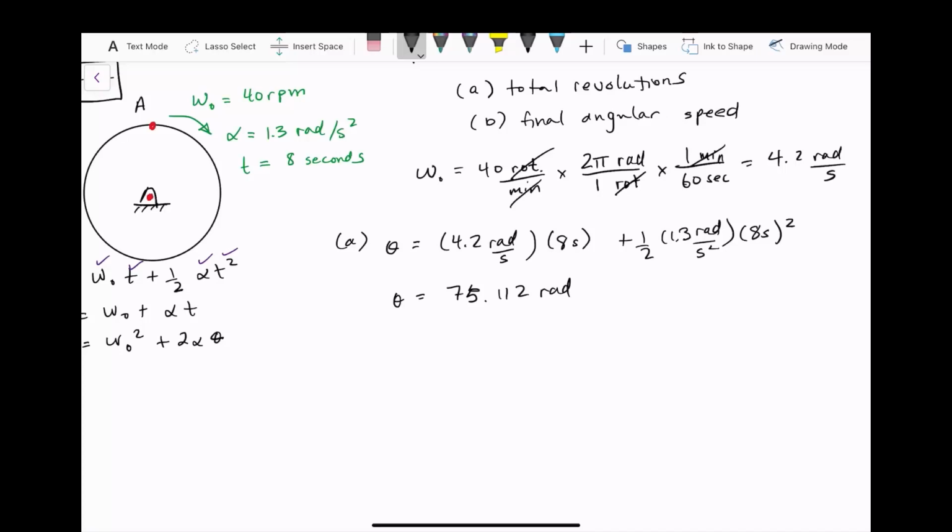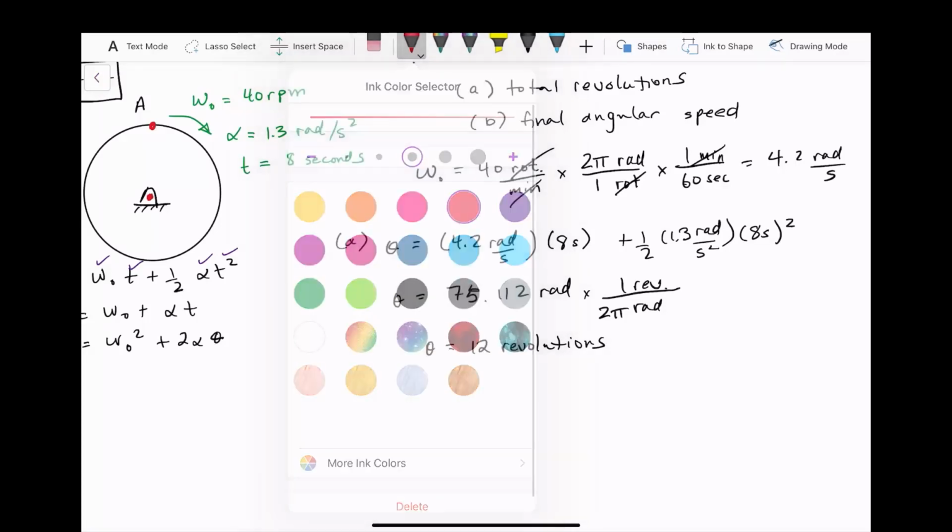Now it does say what is the total revolutions. Now we have to convert back. So we want to convert rads. If we have rads on top, we have rads on bottom. So there's 2 pi rads for every 1 revolution. And so if we take 75 and divide it by 2 pi, we get theta is equal to 12 revolutions. Okay, and that would be our answer for part A.